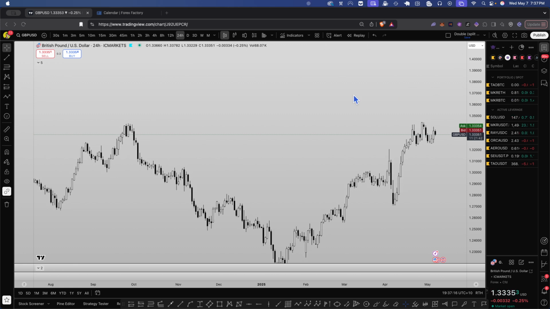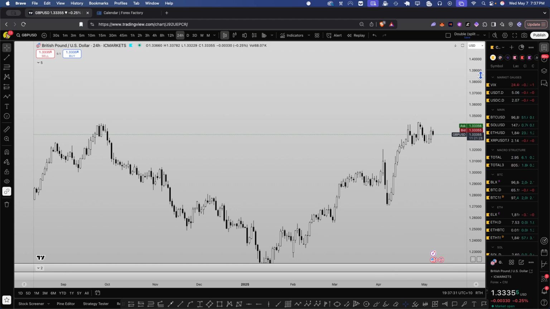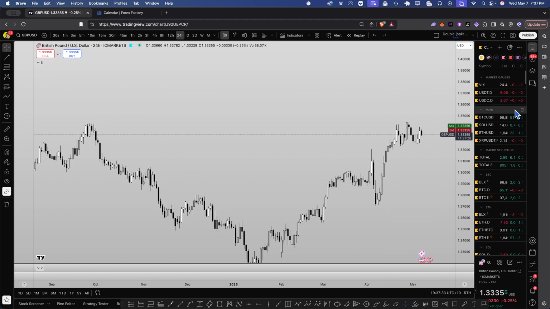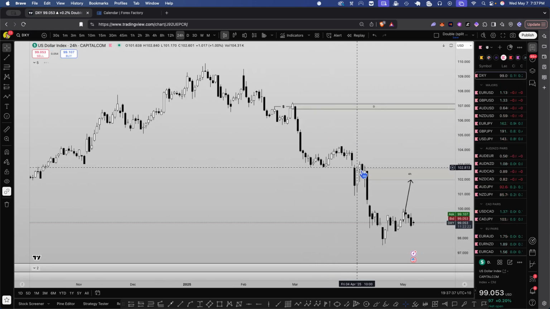Let's have a little scan at what the market has in store for us for this week, and we'll look at some setups and possibly some live setups too, depending on what the market gives us. But as usual, we like to start with dollar. Nothing new on the dollar.